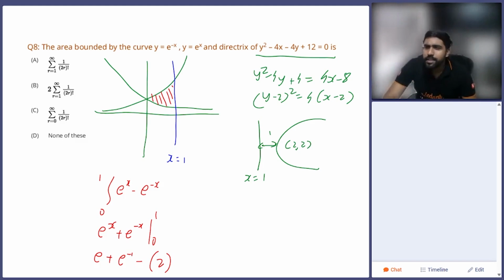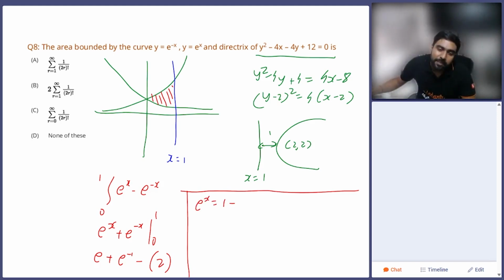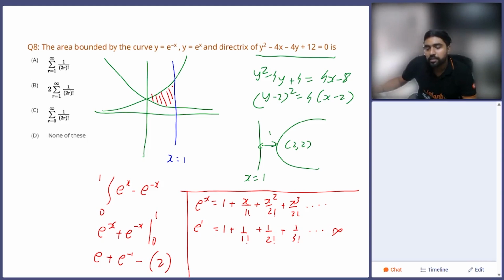Now you might look at this and you might say, none of this feels like the right answer over here, right? But here you have to use a little bit of the concept of expansion series. We know that e power x can be expanded as 1 plus x upon 1 factorial plus x square upon 2 factorial plus x cube upon 3 factorial and so on. Which means e power 1 is equal to 1 plus 1 upon 1 factorial plus 1 upon 2 factorial plus 1 upon 3 factorial till infinity. E power minus 1 on the other hand will be 1 minus 1 upon 1 factorial plus 1 upon 2 factorial minus 1 upon 3 factorial till infinity.